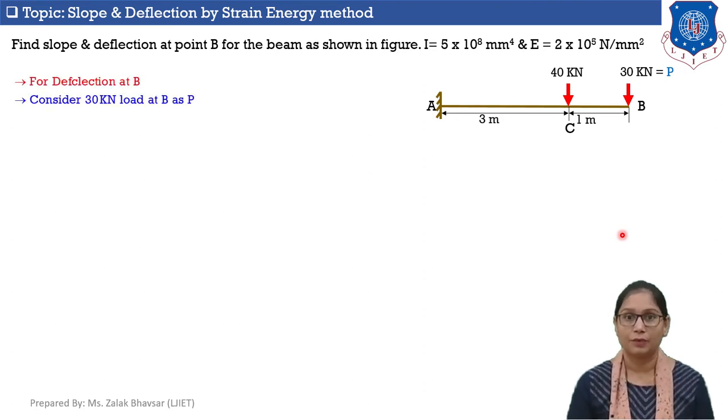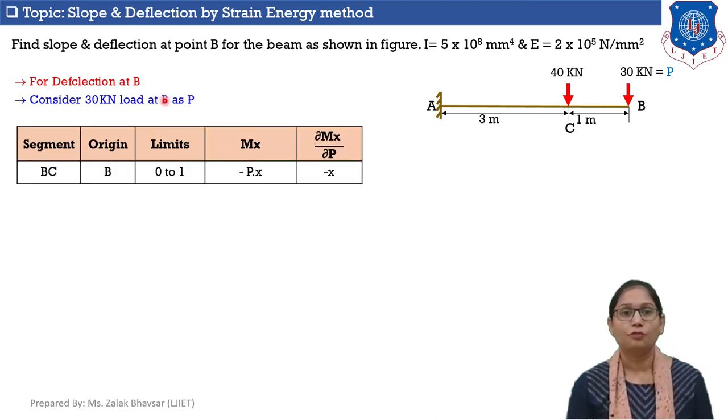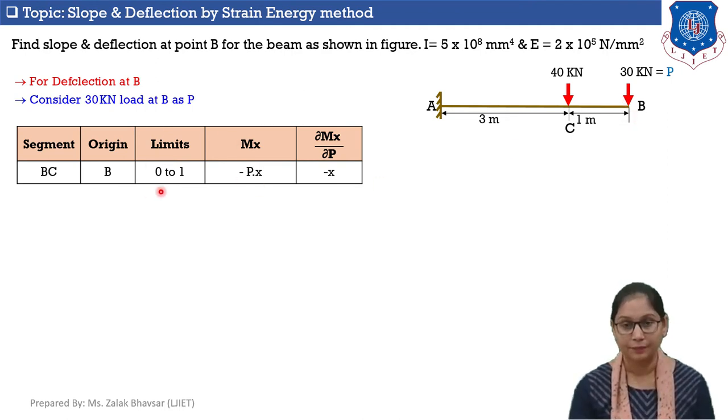For calculation of deflection, we need to assume or consider that this 30 kilonewton load is equal to P. Now, we will calculate Mx and del Mx by del P for segment BC and segment CA separately. So let's start with segment BC. For segment BC, B will be the origin, and if I consider B as 0, then the limit will be 0 to 1.